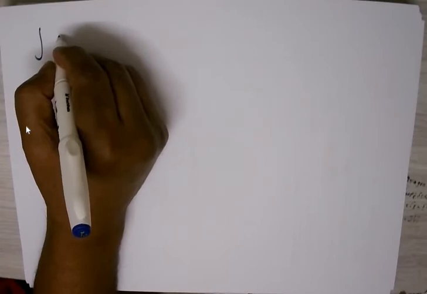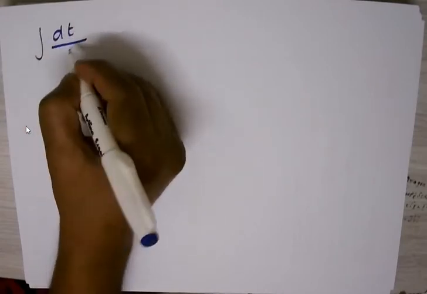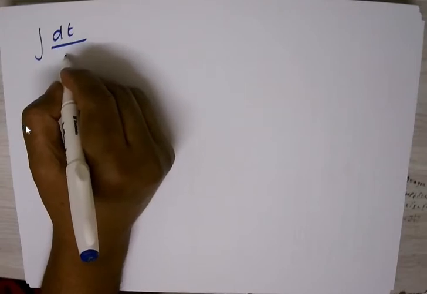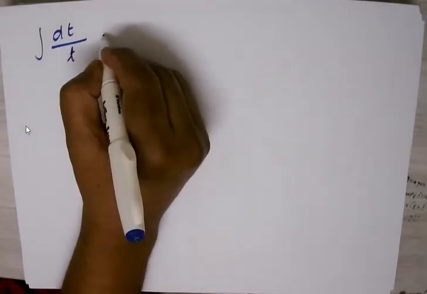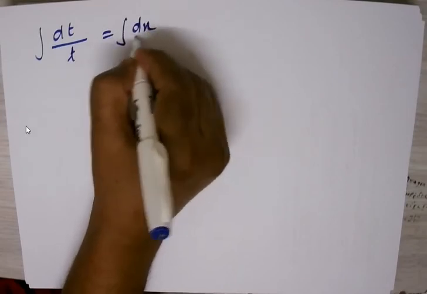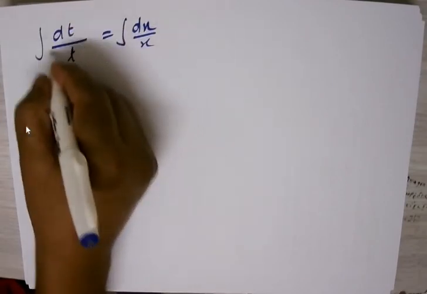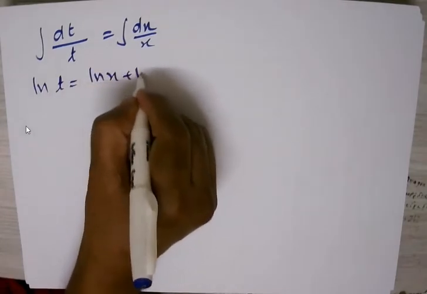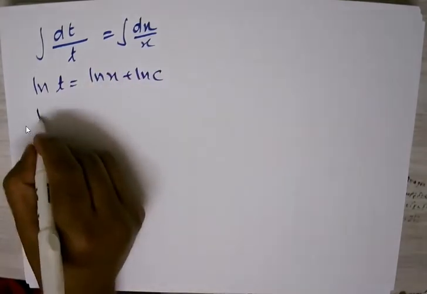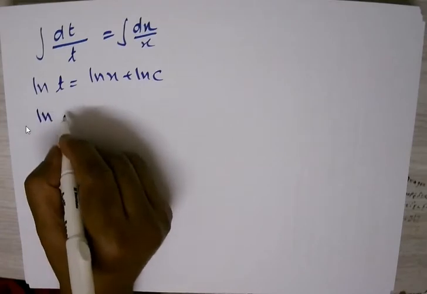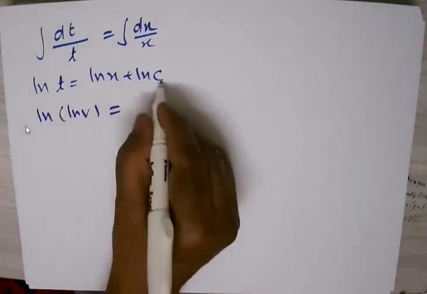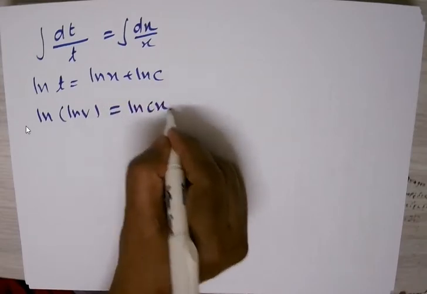So dv divided by v means dt, as I showed you in the previous line, and ln of v means t, equal to dx over x. Integrating, we get ln t equal to ln of x plus ln of c. Now replace t. ln v is equal to ln x plus ln c, which is ln of cx.